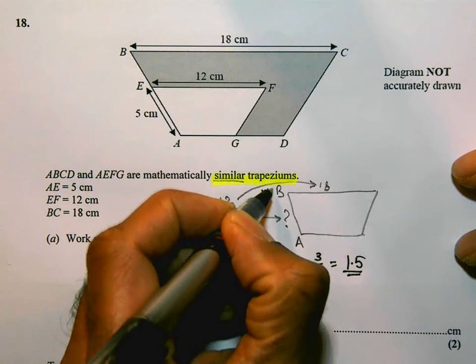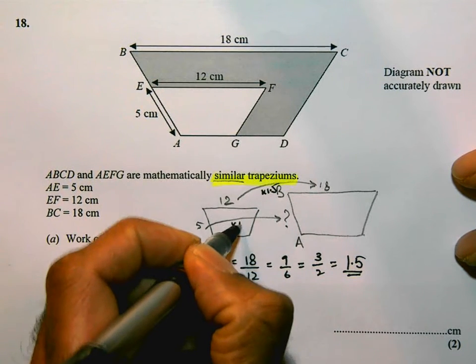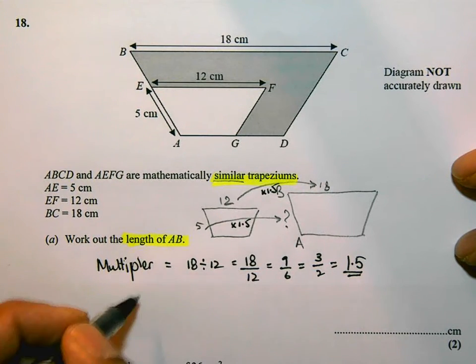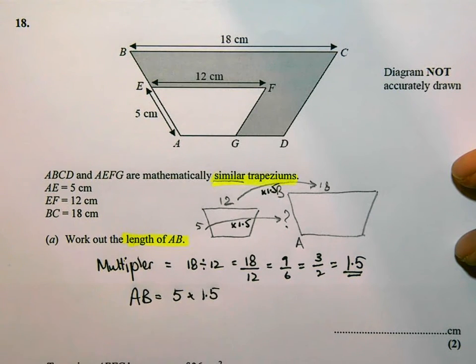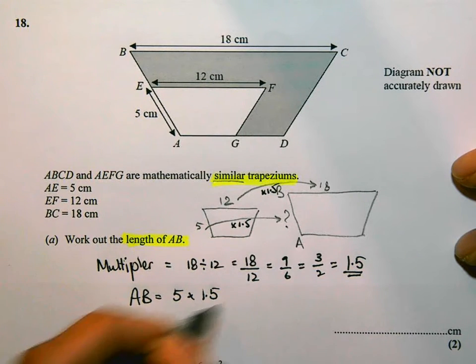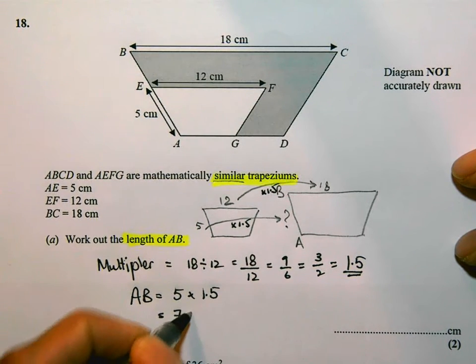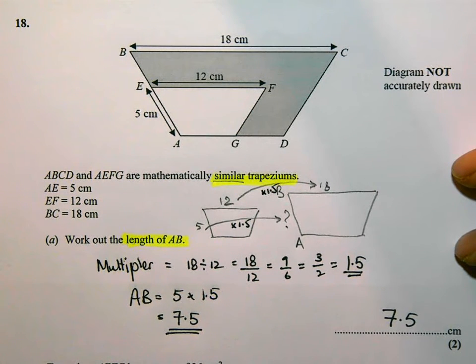So if I did 12 times 1.5, that gives me 18. If I do 5 times 1.5, that's going to give me the length of AB. So AB is going to be 5 times 1.5. 5 times 1 is 5. 0.5 of 5 is 2.5. Add those together, that's 7.5. And that's my answer, 7.5 centimeters. Okay, if you're familiar with similar shapes, this would be a straightforward question. You need to make sure you are familiar with it. It's a common type of question, and you should be able to get it.